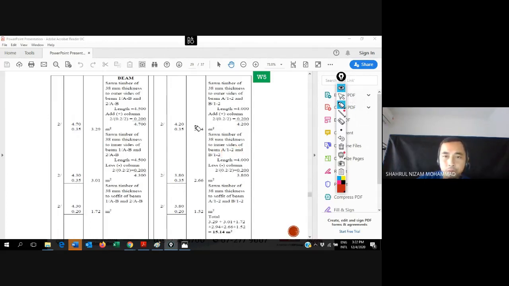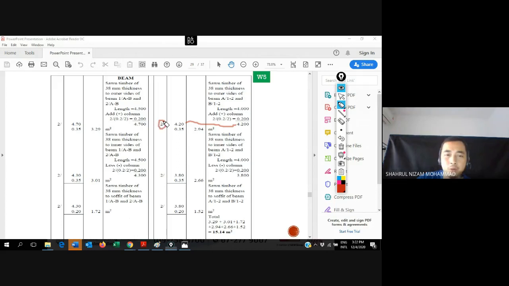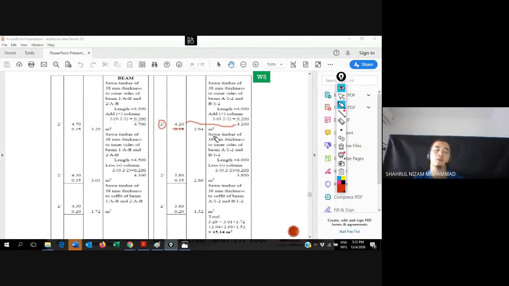Right, so if you look at the solution, length 4, you plus 2 half column, you get 4.2. And then the time sink is 2 because you have 2 similar beams, and multiply with the depth, 0.35. So in total, you will get 2.94 meters squared. Okay, so the area for the outer side is 2.94 meters squared. Okay, next, for the inner side. So remember, for the inner side, the dimension here, you need to minus 2 half column, because the inner side will be blocked by the other beam or by the other column.